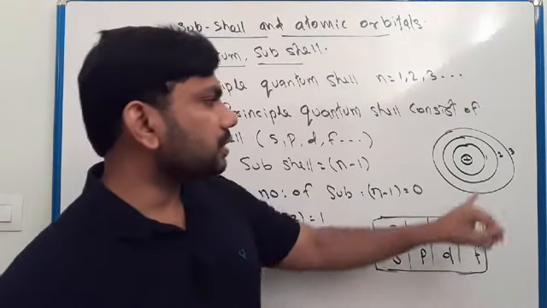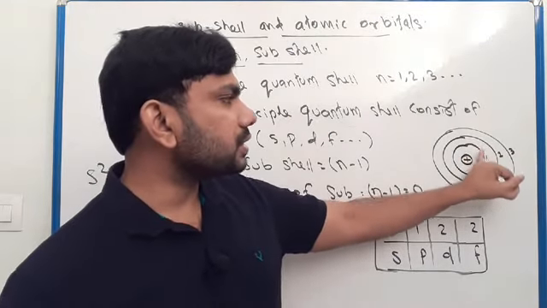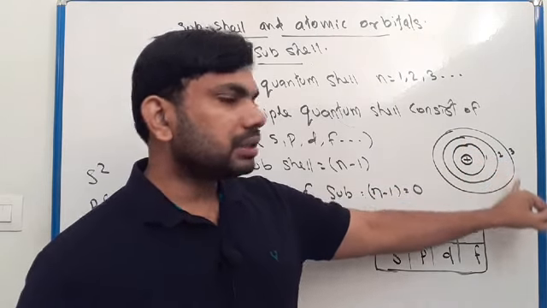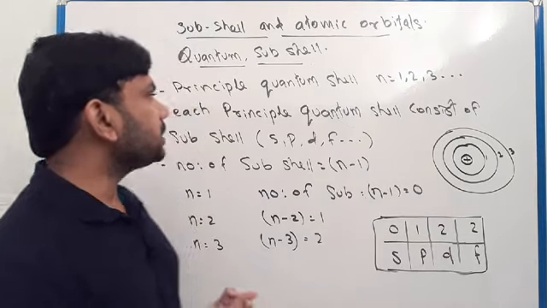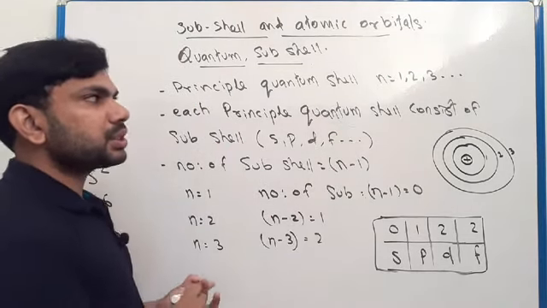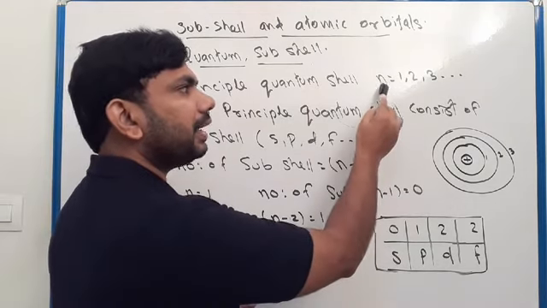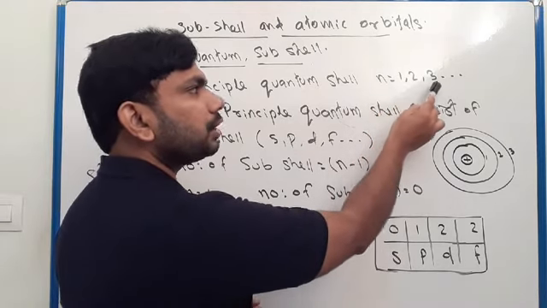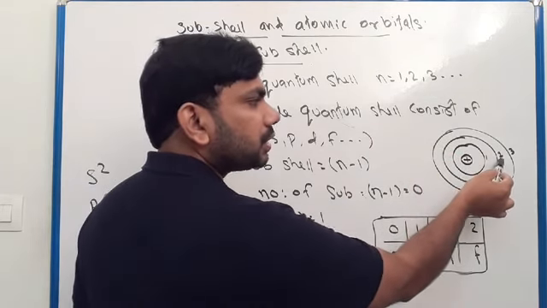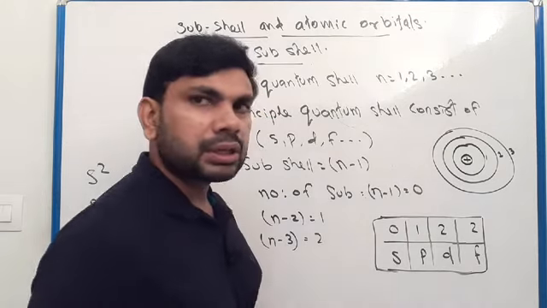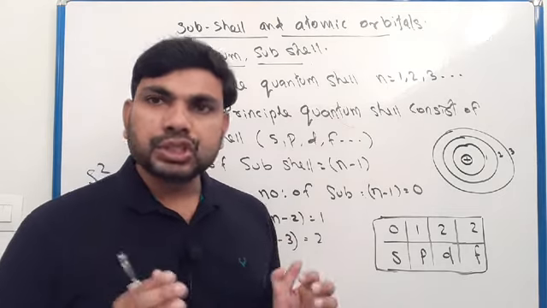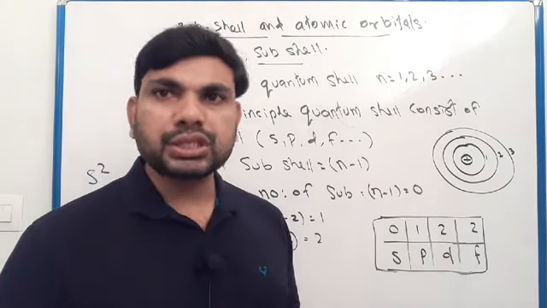Look here, this is the nucleus. Around the nucleus are the energy levels: first, second, third. These energy levels are called principal quantum shells. Principal quantum shells are represented by n equal to 1, n equal to 2, n equal to 3. This is the first principal quantum shell, second, third, etc. This principal quantum shell again consists of subshells.